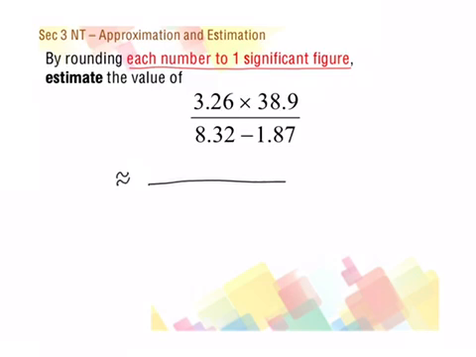I'll still have my fraction, but for my first number, this is 3.26. The first sig fig will be 3, so I'm going to look at the second sig fig, which is 2. Do I round up or do I round down? This number is less than 5, therefore I round down, and the one sig fig will be just 3. Multiply by the second number. The first sig fig will be 3, but this is not just 3, this means 30. So I'll need to make sure my final answer will look like 30 or 40.